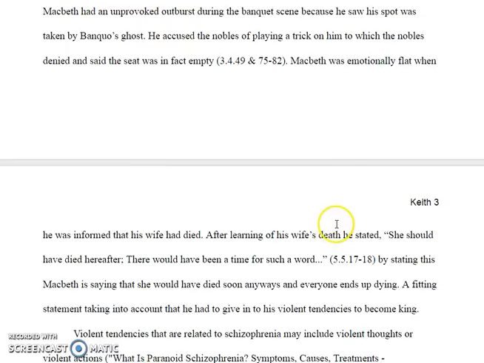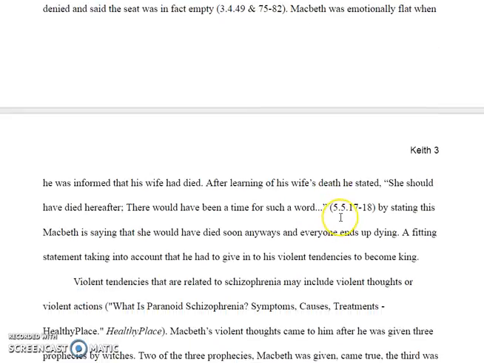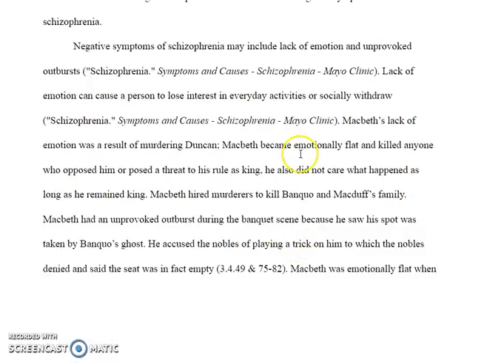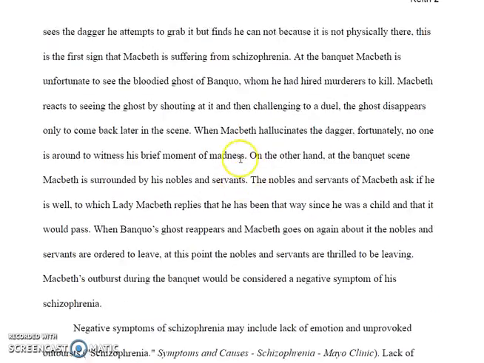You use the emotionless statement from Lady Macbeth's death, which is good. You got a run-on sentence here that you need to start a new one. And then you again jump into your transition statement. So at least you're doing transition statements well, but I think this paragraph would be better served with a really strong topic sentence.